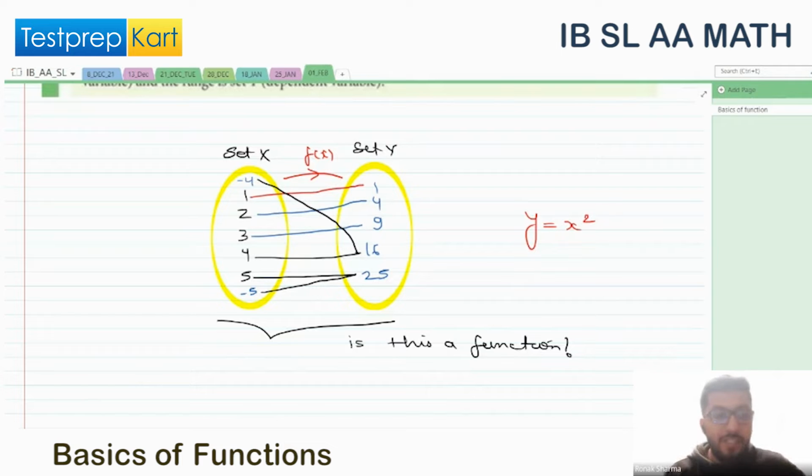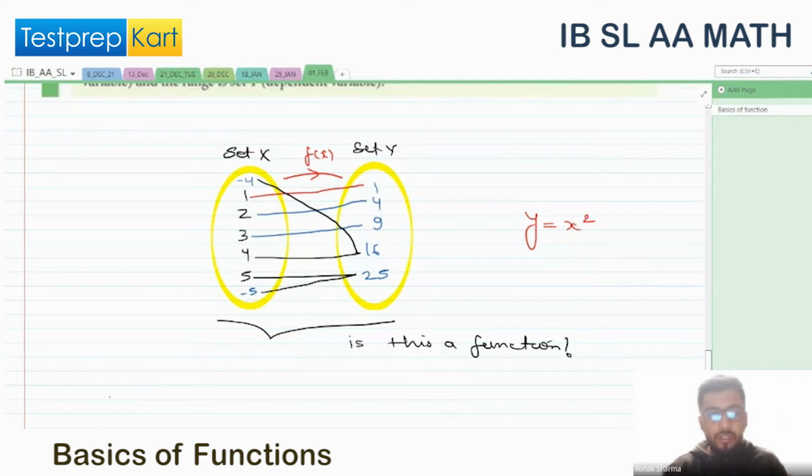Because you can see that we are having a unique y for each value of x. Minus 4 is getting mapped with 16. So I told you that it is not caring about 4. It's simply seeing that I'm getting mapped with 16. Okay, so I have got my unique y. Getting my point? Similarly, 1, 2, 3, 4, 5 and minus 5, all are getting their unique y.